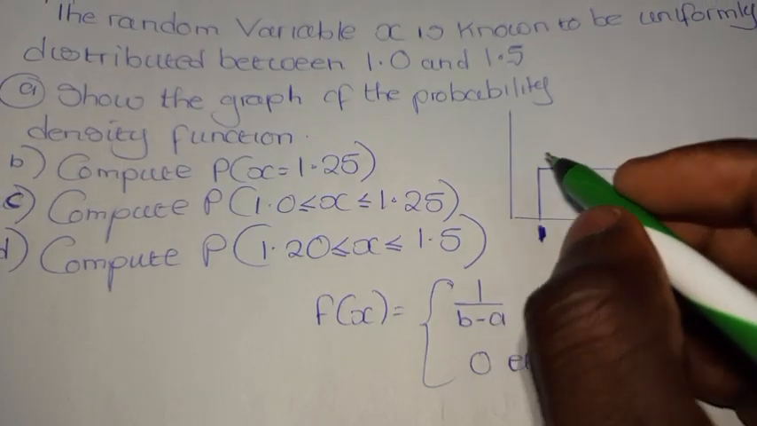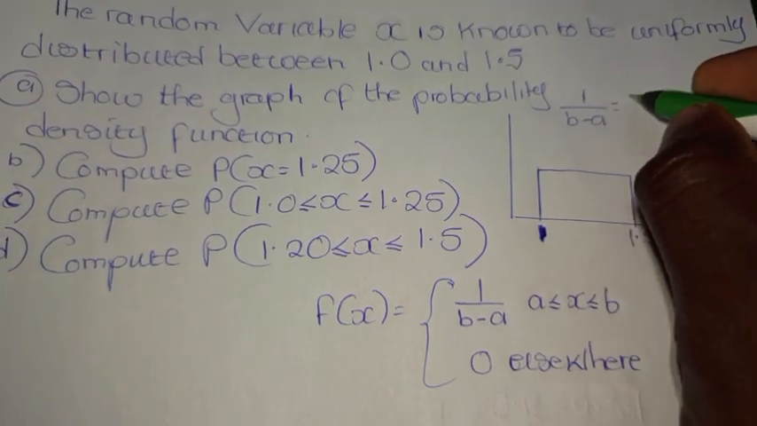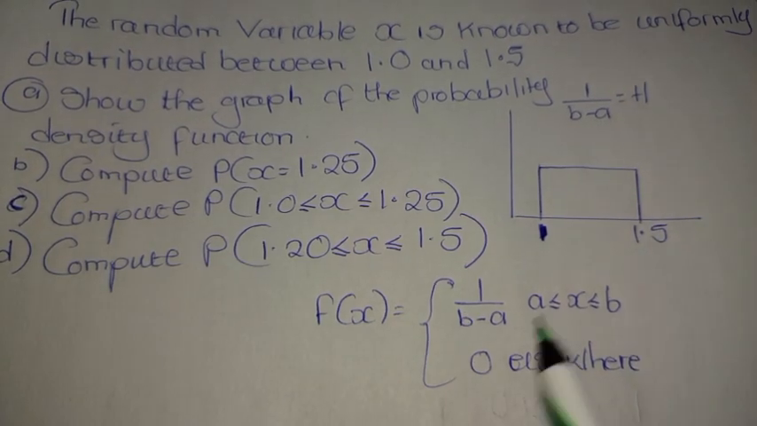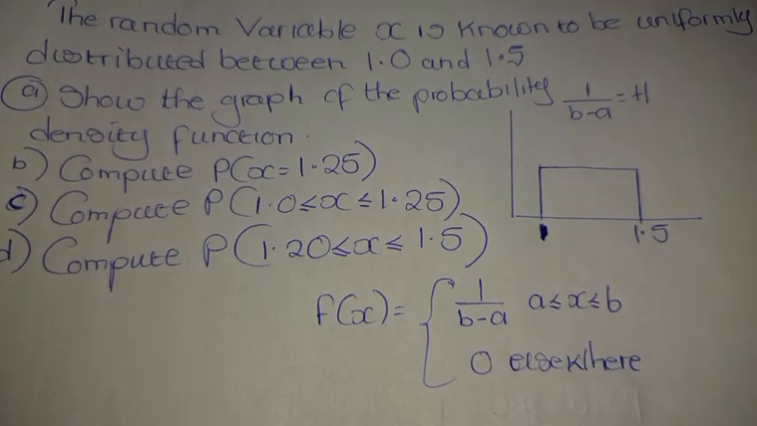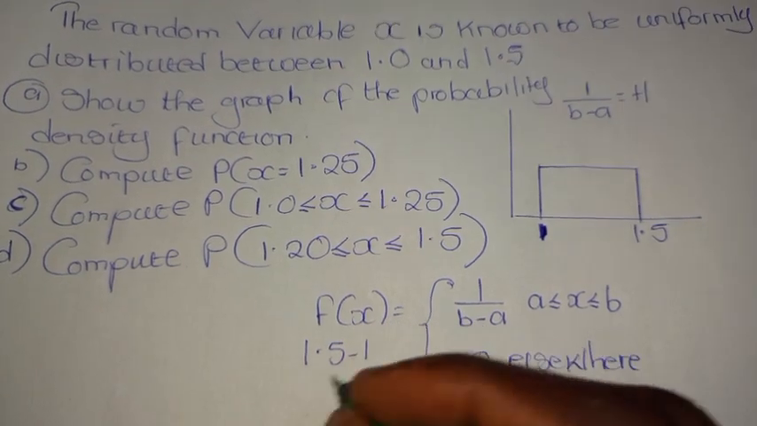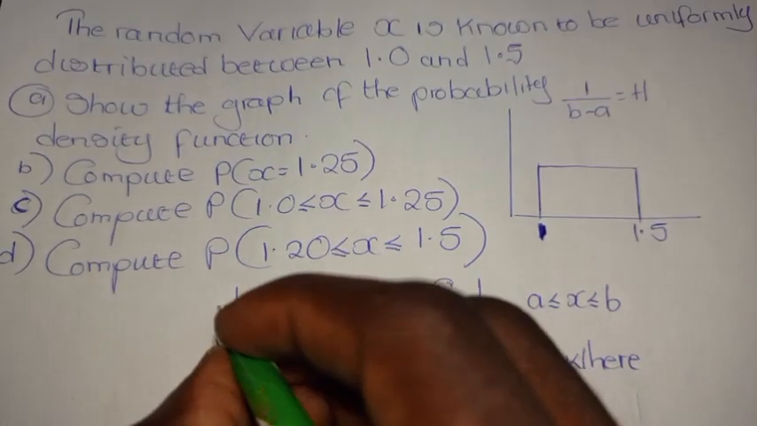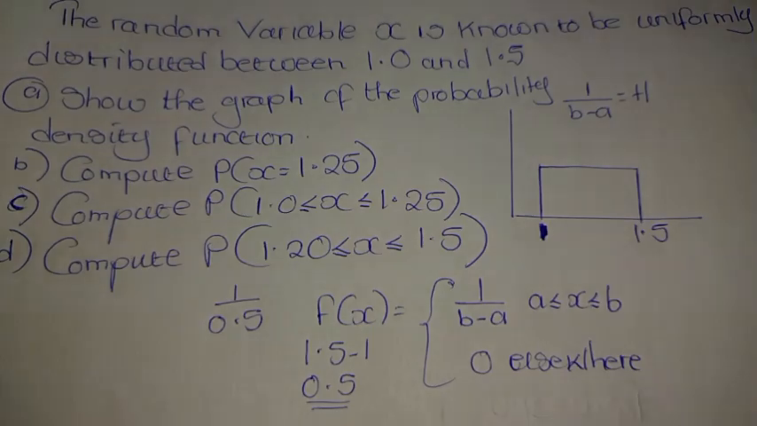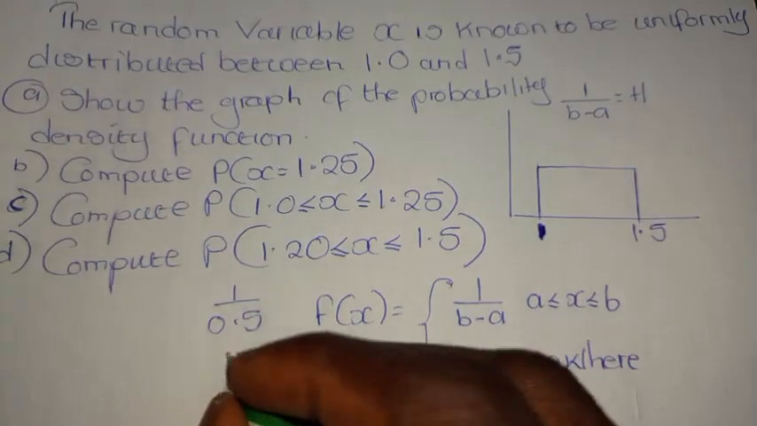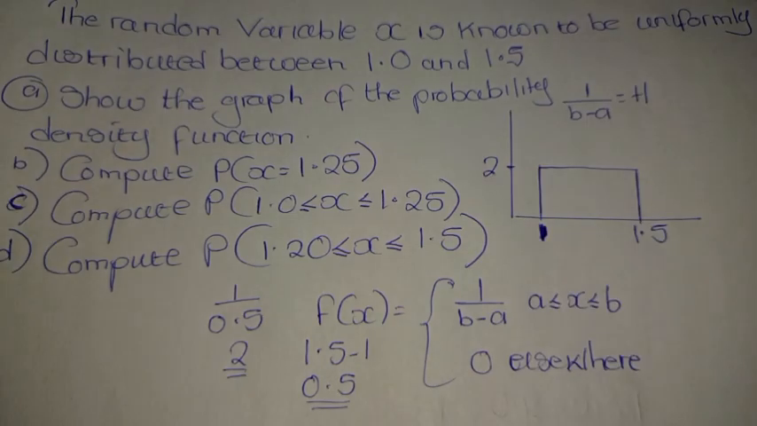Then what is the height? Remember I told you that the height is defined by 1 over b minus a. So what is your b? Your b is just 1.5, and what is your a? 1. So when you subtract 1.5 minus 1, you get the value to be 0.5. And for you to get the height, you say 1 divided by 0.5, and you get the value to be 2. So the height of this particular probability density function is 2.